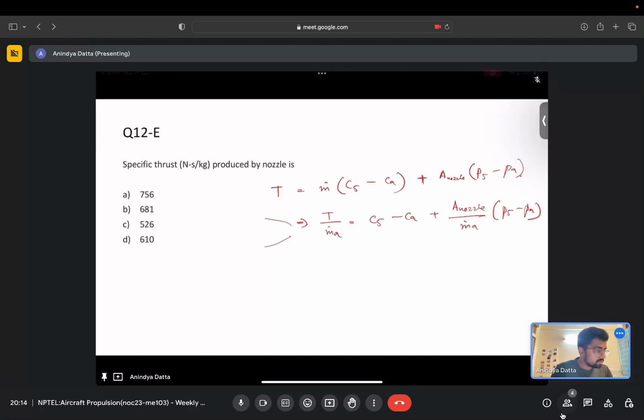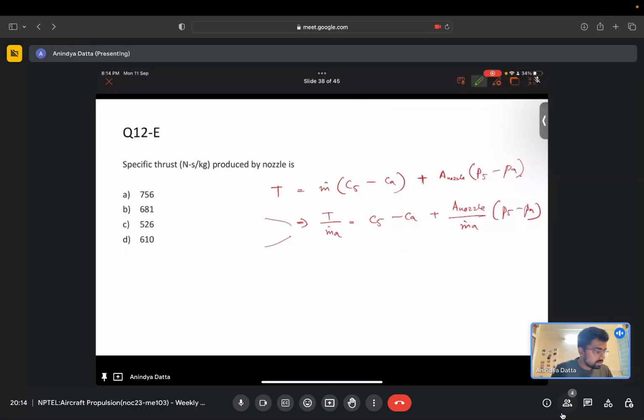C5 we know, C5 is known, we computed. Ca is known, the speed of aircraft or the flow to the inlet of the intake. We know P5, we know Pa. We have to compute this term A nozzle by m dot.